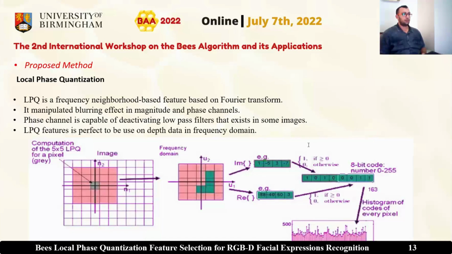Local phase quantization, or LPQ, is a frequently used neighborhood-based feature based on the Fourier transform. It manipulates the blurring effect in magnitude and phase channels. The phase channel is capable of deactivating low-pass filters that exist in some images, like the images we are going to use. LPQ features are perfect to be used on depth data in the frequency domain, and in the figure we can see the process of LPQ features on an image.